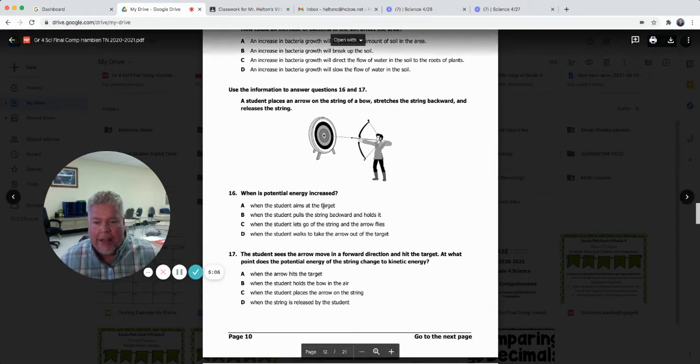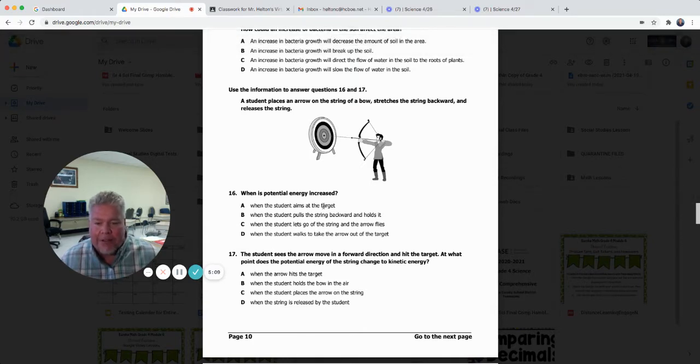When the student aims at the target, aiming doesn't do anything. When the student lets go and the arrow flies, that's kinetic energy. When the student walks to take the arrow out of the target, that doesn't have anything to do with it. The answer is B. Potential energy is the ability, stored energy. When you've got the arrow pulled back on that string, it's got the potential, if you let it go, to go flying. So it's going to be B.